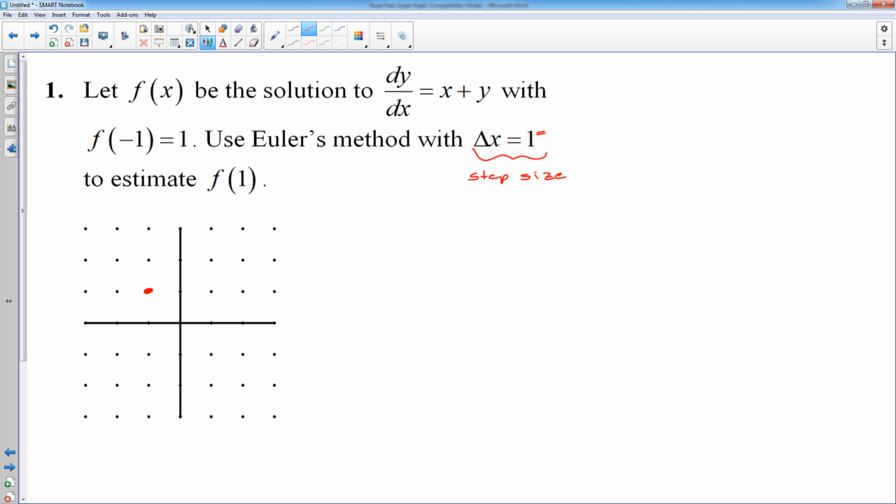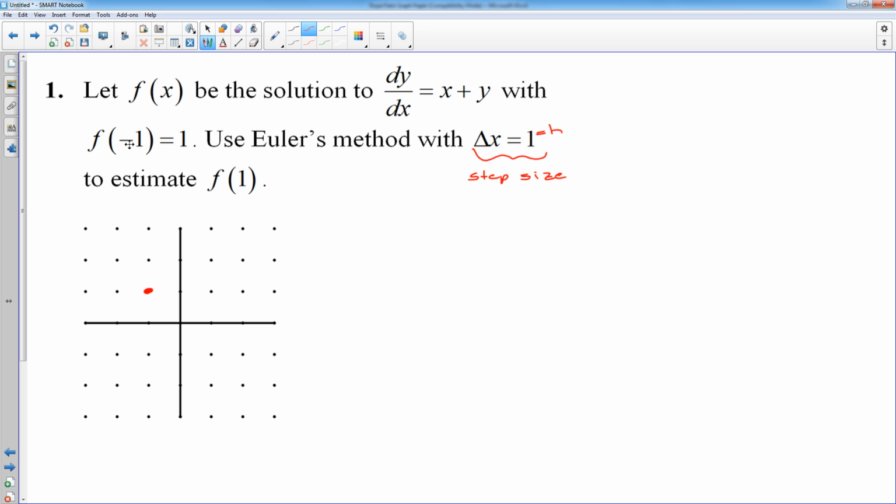Some books will say h equals 1. I'm not sure where they got h, but whatever. A step size of 1 to estimate f of 1. Now, if we're going by changes of 1, and we're going to go from negative 1 to 1, we're going to have to do 2 steps. We'll go from negative 1 to 0, and then we'll go from 0 to 1, and that will give us our approximation at 1.